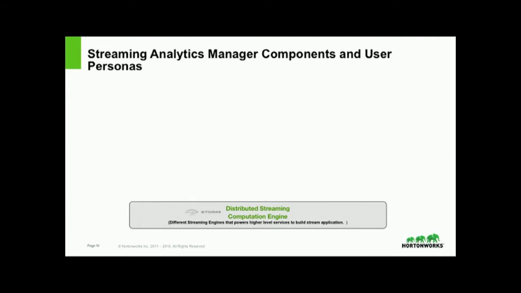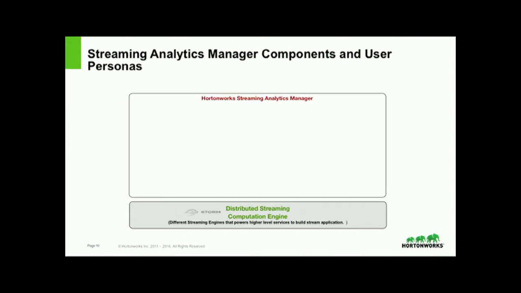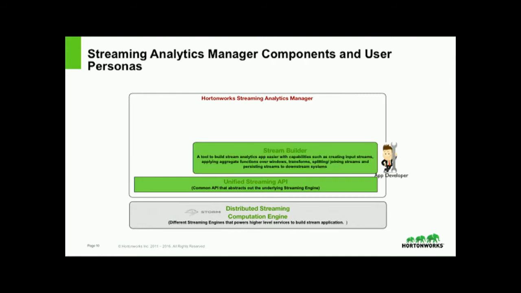A little bit about how the layers work in SAM: we have a distributed streaming computation engine, which could be Storm, Flink, or Spark. On top of that, we have a unified streaming API that we have built, and a stream builder, which is a topology editor. There's a UI builder. So once the user drags and drops and creates a DAG, that's converted to a unified streaming API, which eventually gets deployed into your engine of choice.